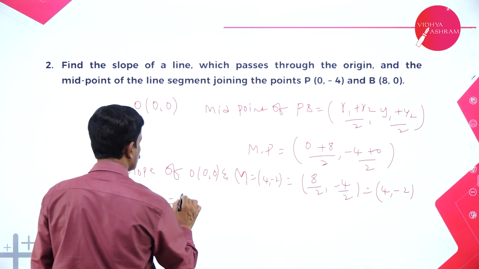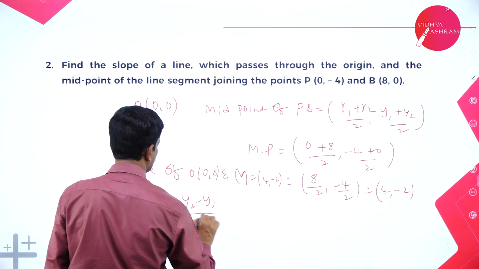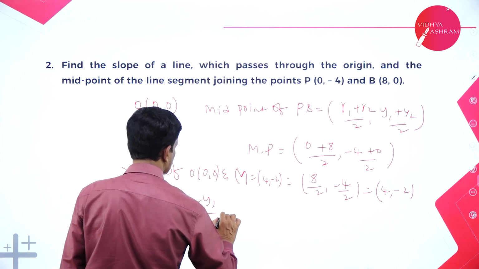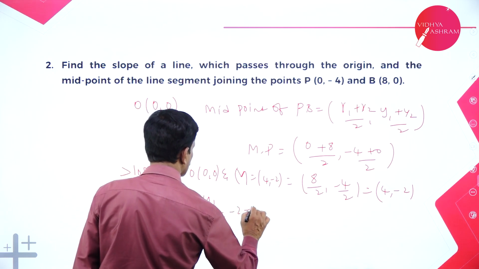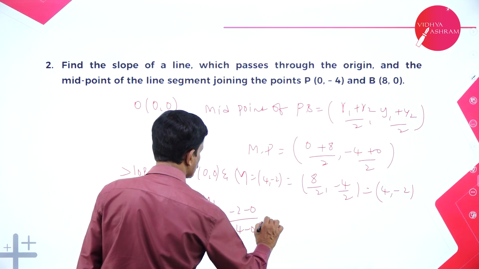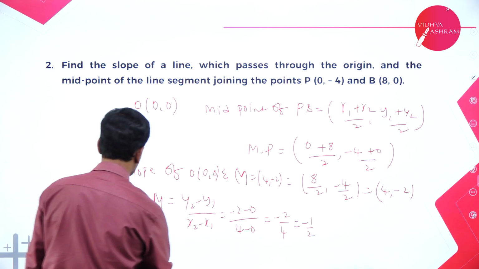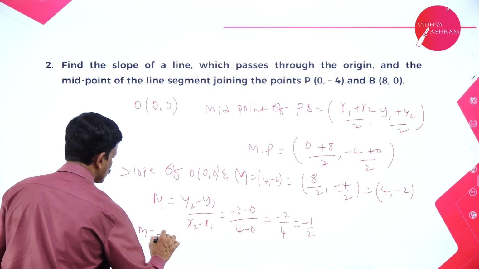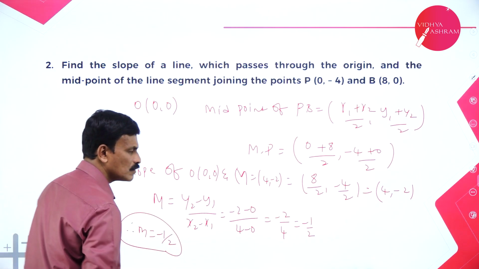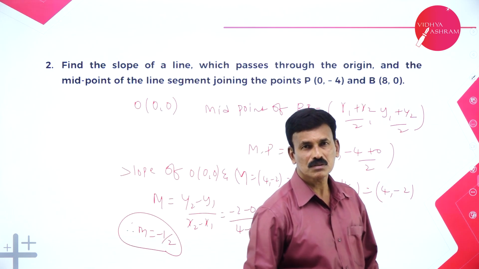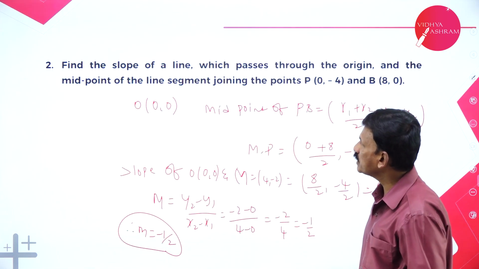Therefore, the slope m is equal to y2 minus y1 divided by x2 minus x1. So, minus 2 minus 0 divided by 4 minus 0, minus 2 by 4, that's equal to minus 1 by 2. Therefore, the slope of the required problem is minus 1 by 2. That's it. Now, move on to the next problem.